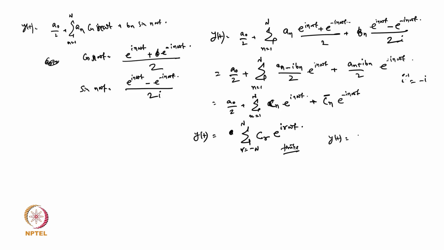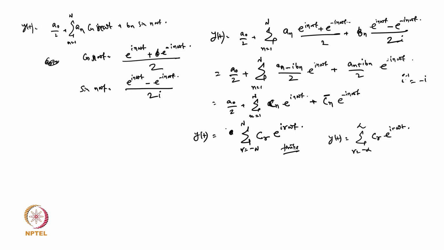And the infinite version is this: summation R equal to minus infinity to infinity of CR e to the power of i R omega t. That will be my infinite version of that full form. Okay.